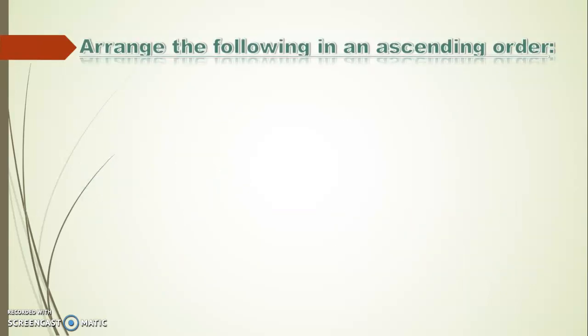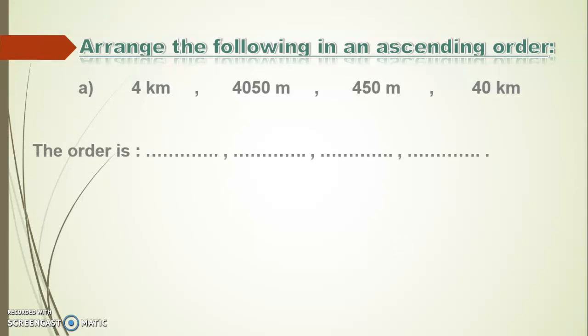Arrange the following in an ascending order: 4 kilometers, 4050 meters, 450 meters, 40 kilometers. I can't arrange with different units, so I have to change all the kilometers to meters. So 4 kilometers will be 4000 meters, and 40 kilometers will be 40,000 meters.